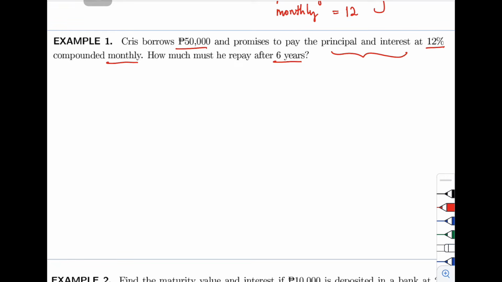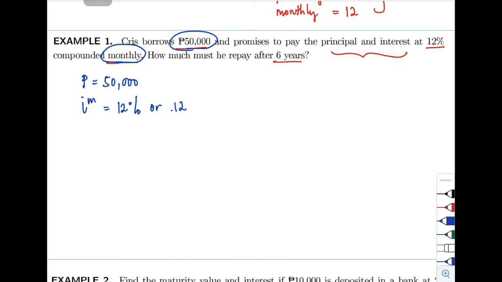Okay, so first, identify muna natin yung ating mga given. So, sabi dito, Chris borrows 50,000 pesos. Yan yung ating present value o yung principal. Okay? And promises to pay the principal and interest at 12%. Okay, yung 12%, yan yung ating I raised to M. Okay, so or that is equivalent to 0.12. Then sabi dyan, compounded monthly.